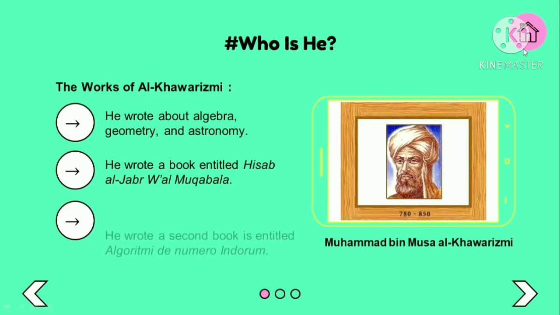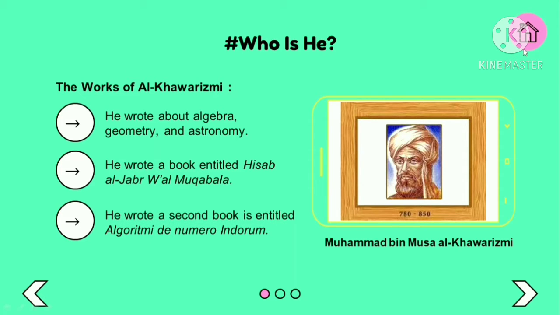And third, he wrote a second book entitled Algoritmi de Numero Indorum. This book is about the Hindu-Arabic numeral system. This book is an introduction to the use of the zero number in place value, and to the term algorithm.